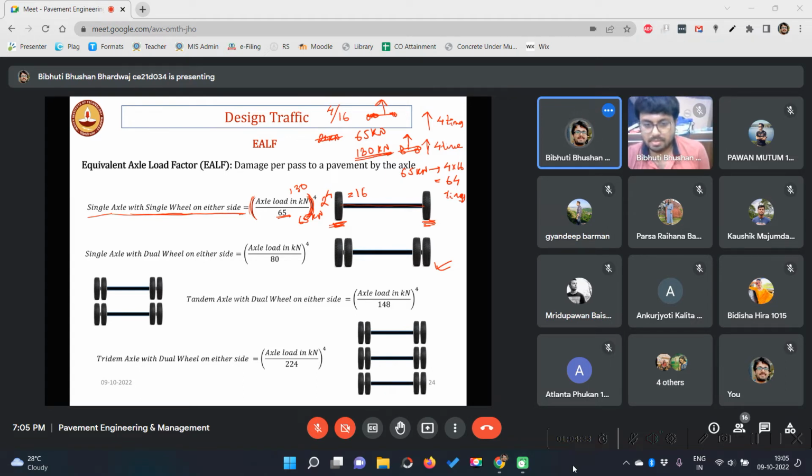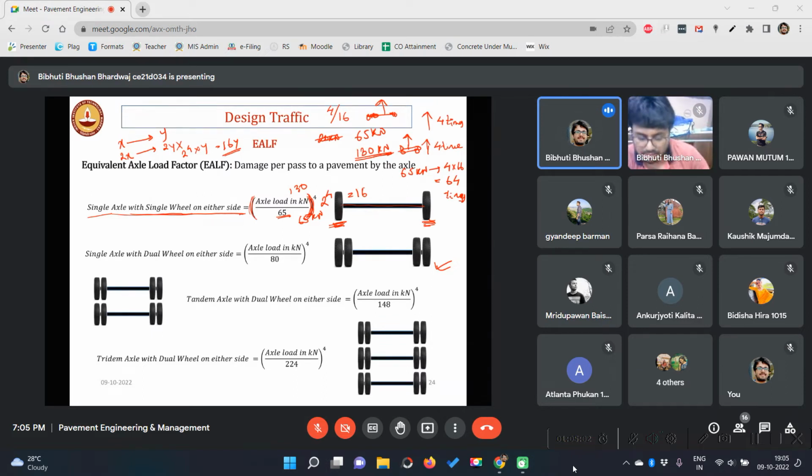Is it the same? Yes. If I say that a weight of X has traveled Y times, then I can say that a weight of twice X has traveled, not twice Y, but how many times? 2 to the power 4 into Y, that means 16Y times. It's the same, right?